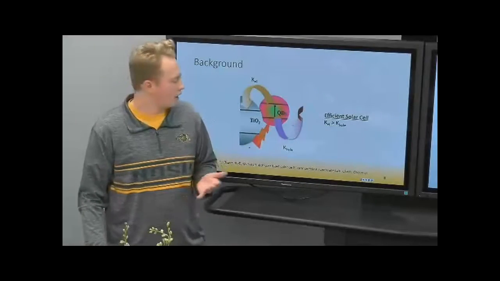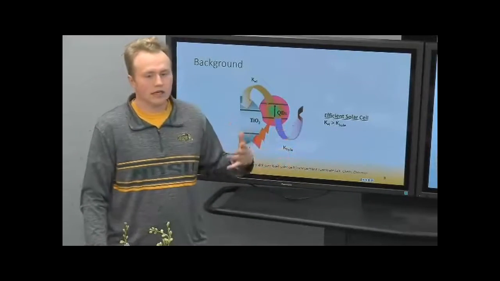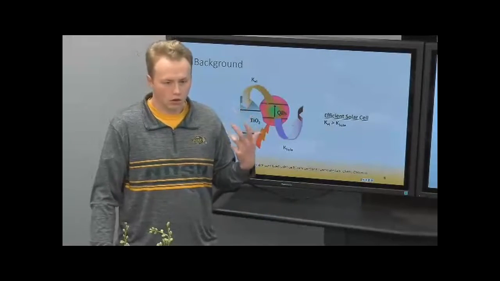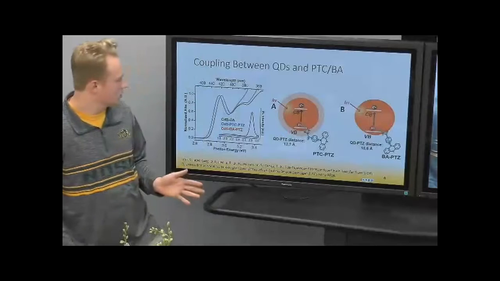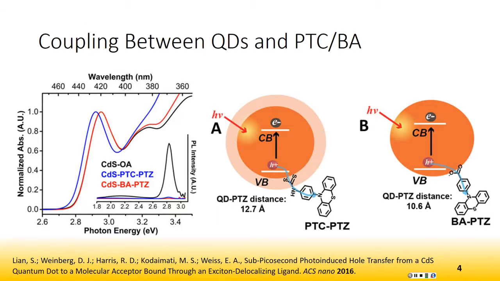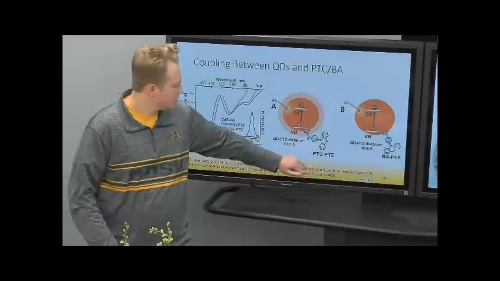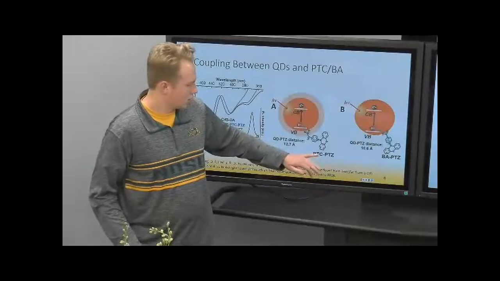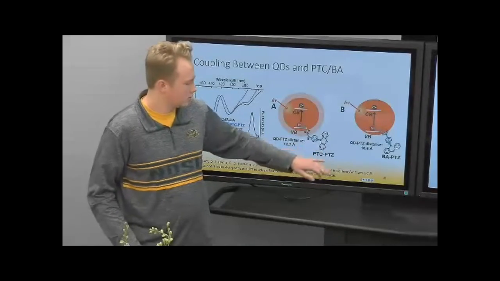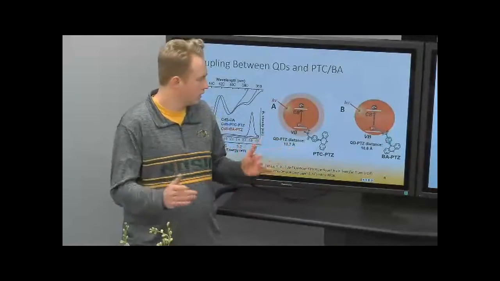So to do that, we want to try and find ligands that will extract the hole from the quantum dot. And there was a paper by Weiss's group where they took the same acceptor and linked it through two different linkage groups, one being PTC and one being BA. And I'll just say the first one, not the entire name.